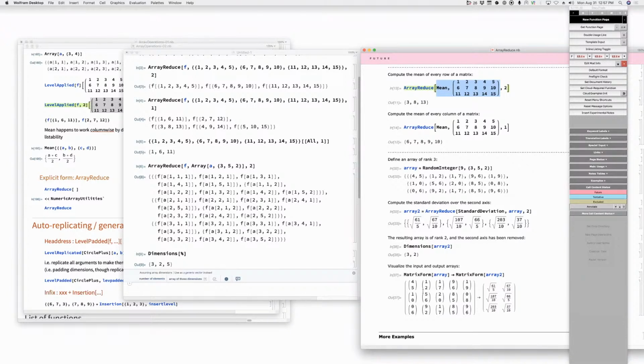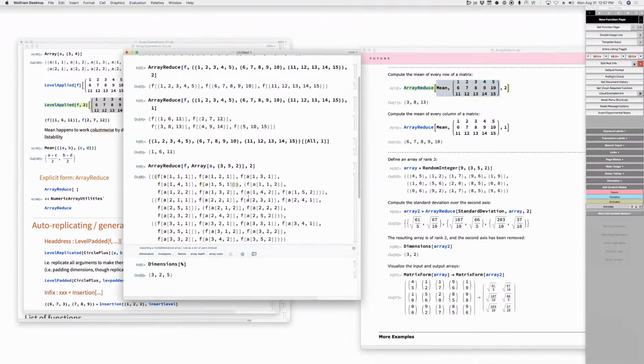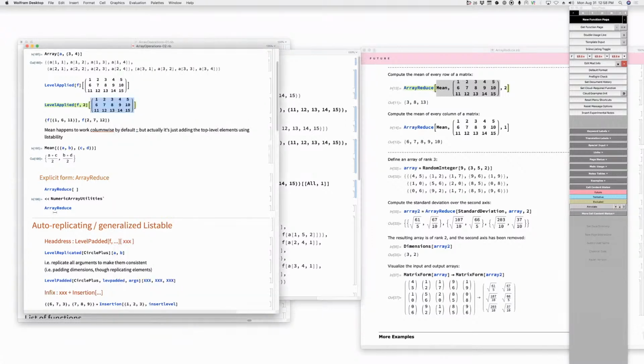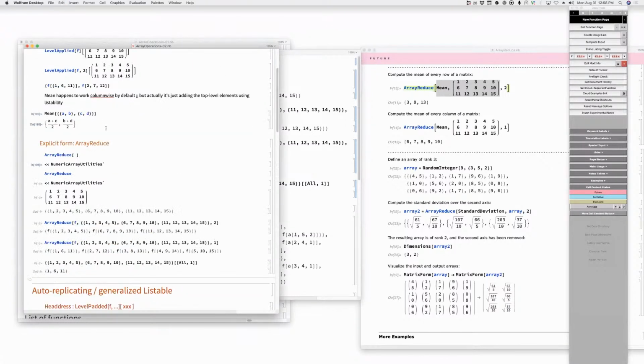Right. I would think an alternative name for this would be level apply or something. And then, let me just copy these things in there so we remember what's going on. If this was called, possibly, level apply. Now I understand this map thing is an issue, but if we had level apply and level applied, level applied is the headdress form, and level apply is the explicit form.